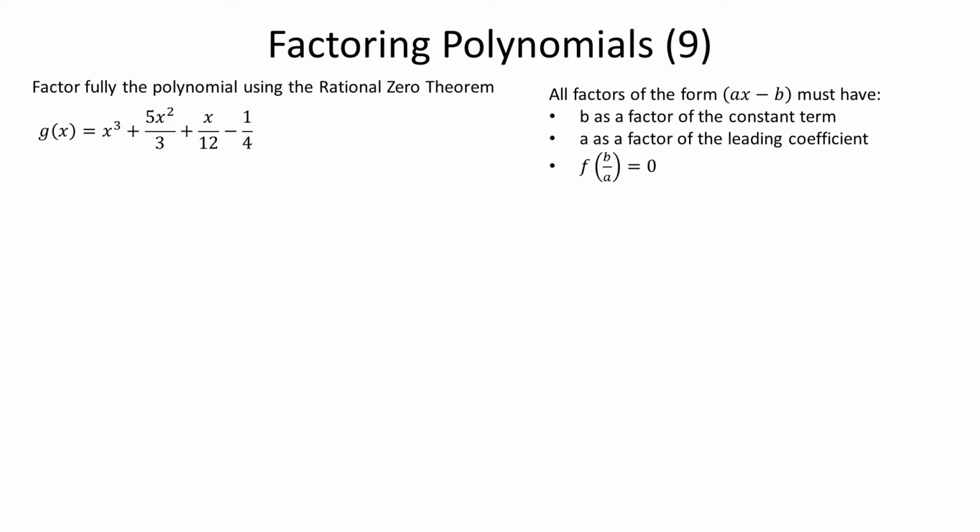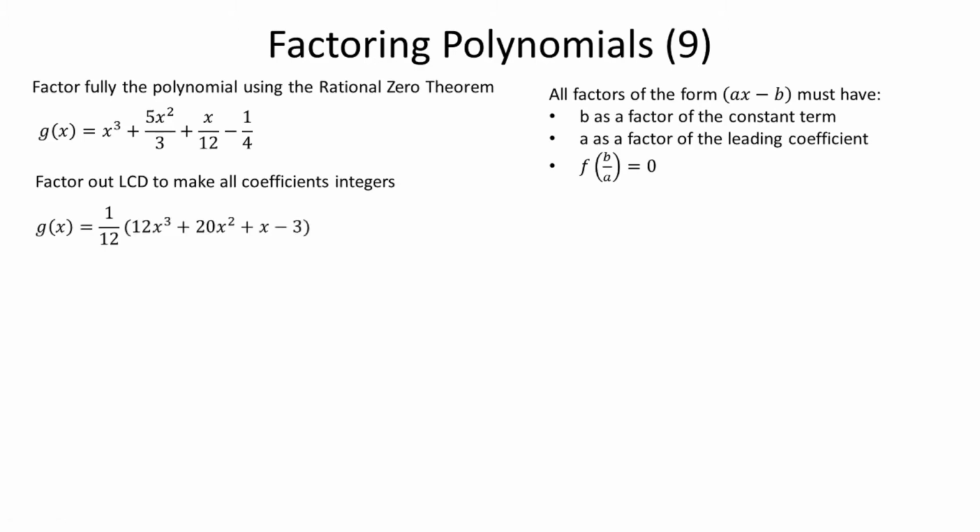Now, the rational zero theorem only works when all of our coefficients are integers. So first, we must factor out 1 over 12 from our polynomial, since 12 is the least common denominator. And so all of our coefficients inside the brackets get multiplied by 12. The polynomial inside still has the same zeros as g of x since we've only scaled it.